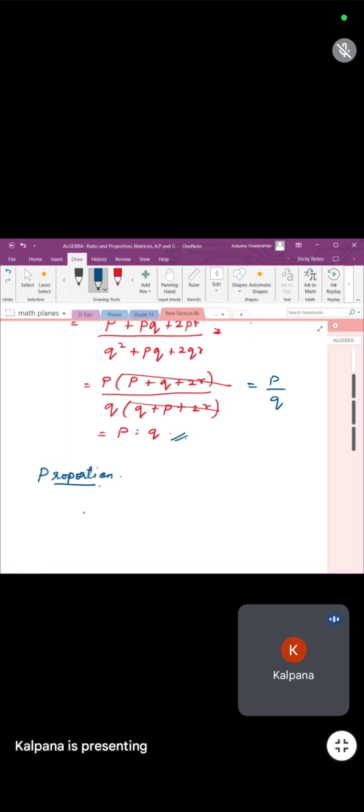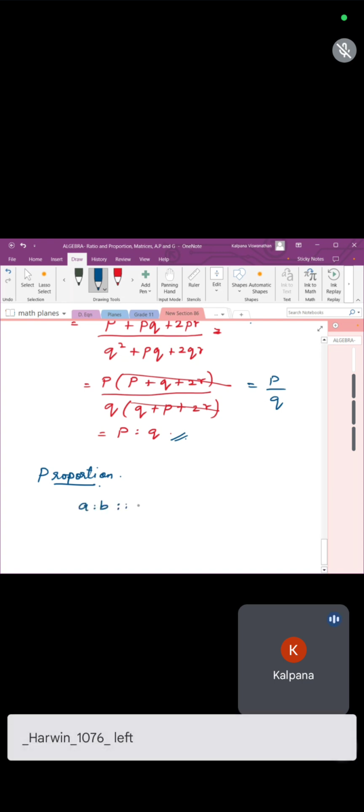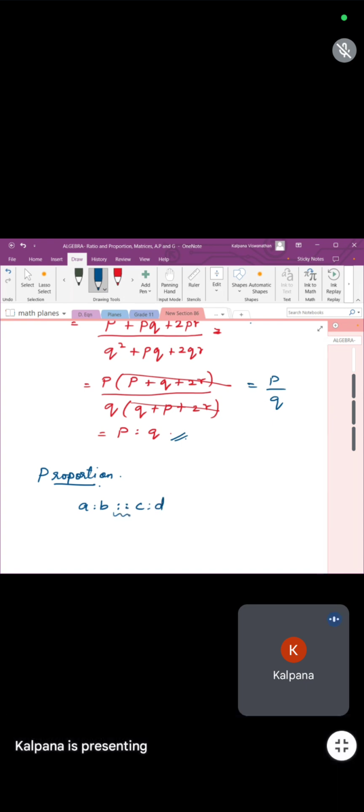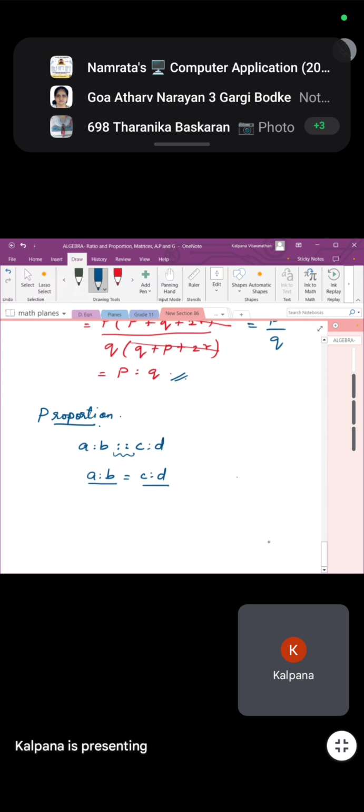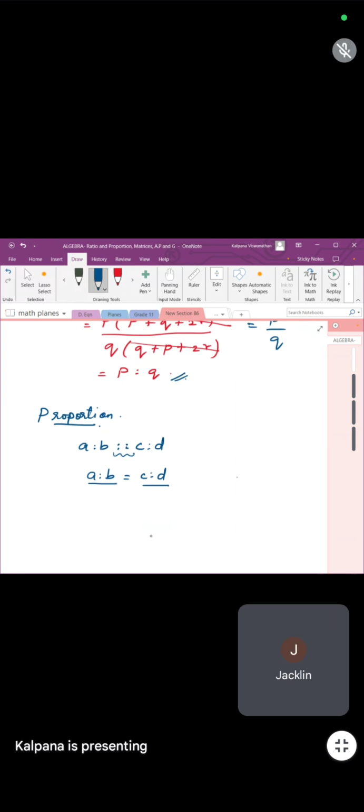Under proportion, we require a ratio A is to B, and another ratio C is to D. We put four dots like this. This is called proportion. It is nothing but A is to B is equal to C is to D. So the ratio A is to B is equal to the ratio C is to D. Equating two ratios is a proportion.